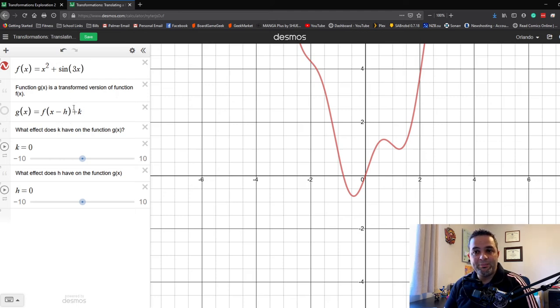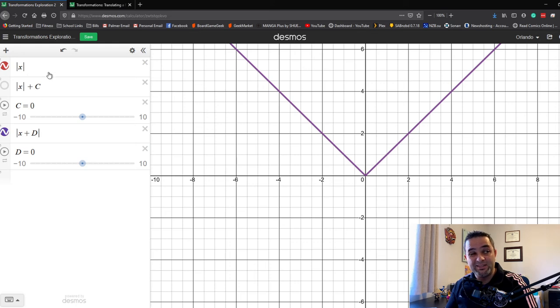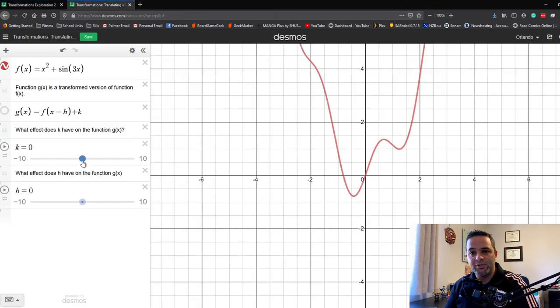So this is happening outside of the parent function. All of this is f of x. Notice this k is outside the function, just like what I had earlier with that plus c. It's outside the parent graph. So what do we think is going to happen? If I make k positive, the graph should move up. See, yeah, it moves up. The shape of the graph doesn't change. It's just moving up. No matter what k is, as long as k is positive, we're moving the graph up.